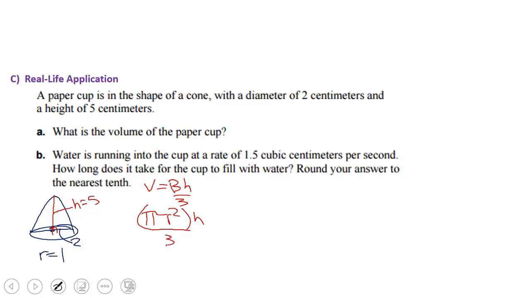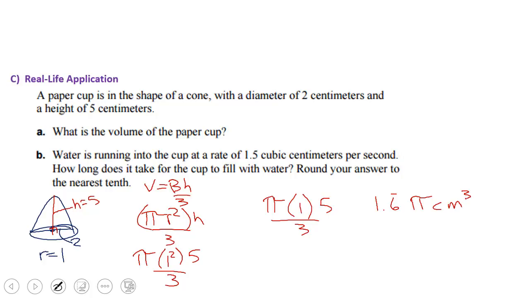When we start putting in the numbers, we're going to go with pi again. The radius is 1 squared, times the height of 5, all divided by 3. We take 1 squared, so pi times 1 times 5 divided by 3. 5 times 1 is 5, and 5 divided by 3 is 1.6 repeating. We call that 1.6 repeating pi, and then we have centimeters cubed, and that's the answer in terms of pi.